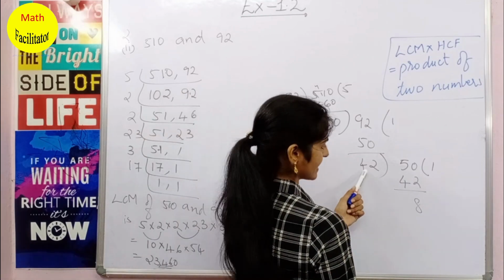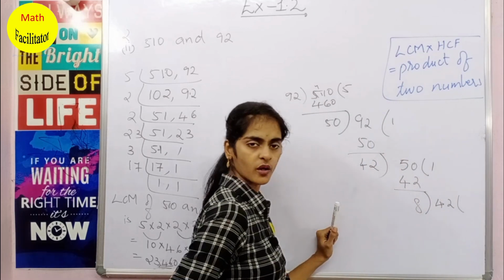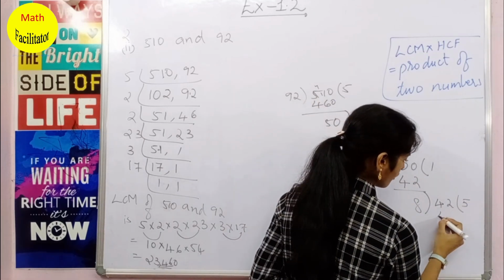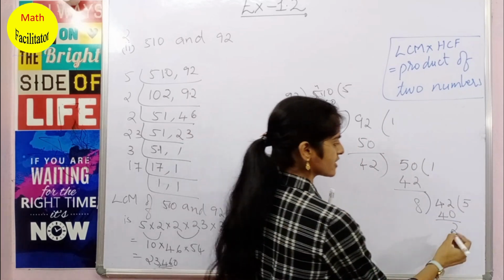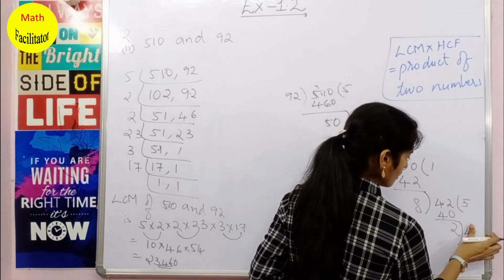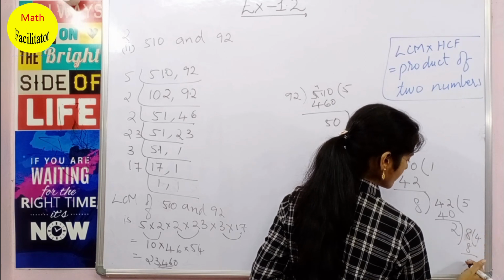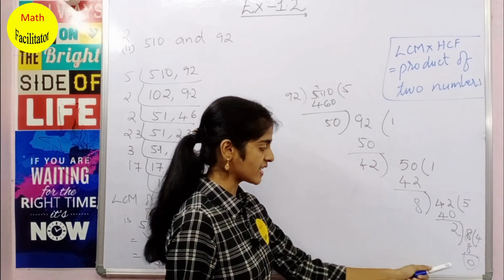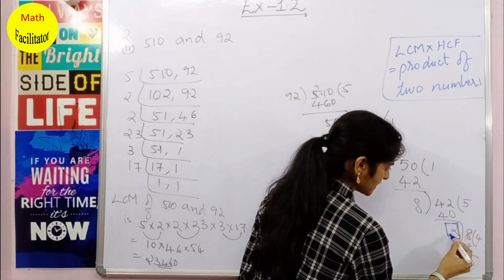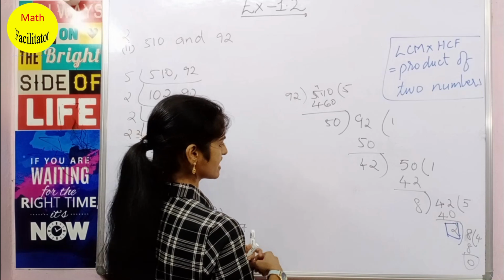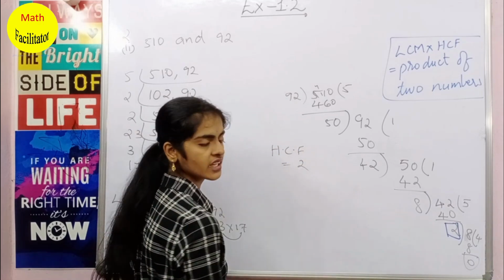Now 8 is again less than 42, so let us write 42 here. Okay, so 8 5s are 40. Now 2 is a remainder. Now 2 is again less than 8, so let me write it here. Okay, so now you know that 2 4s are 8. Now 0 is a remainder. So when the remainder is 0, this final divisor which you have taken will be the HCF, right? So HCF is what? HCF is 2.